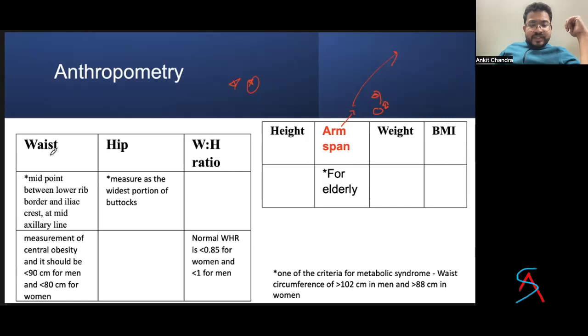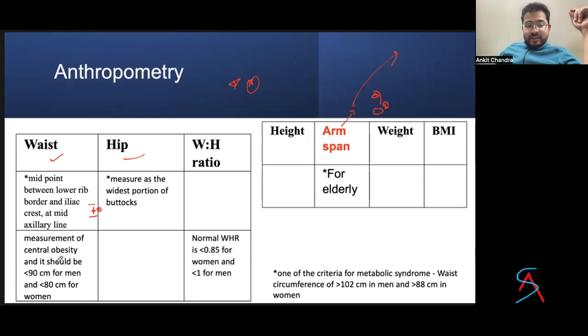So you have to measure the waist and hip. Most of the time they will ask you, how do you measure waist? Waist is the midpoint between the lower rib border and the iliac crest. At this midline you have to measure the waist. It is not at the level of the umbilicus. This is what you have to remember.